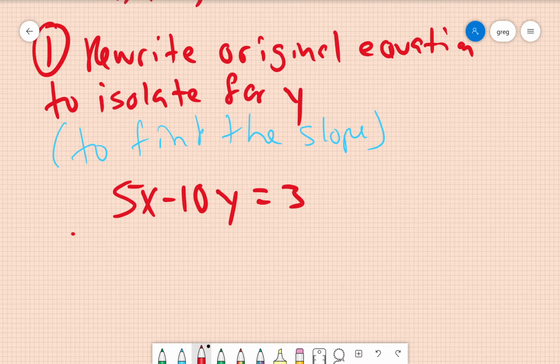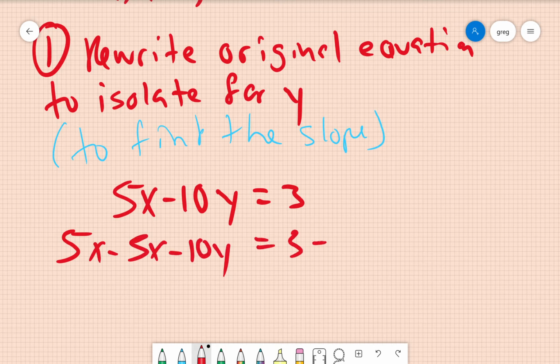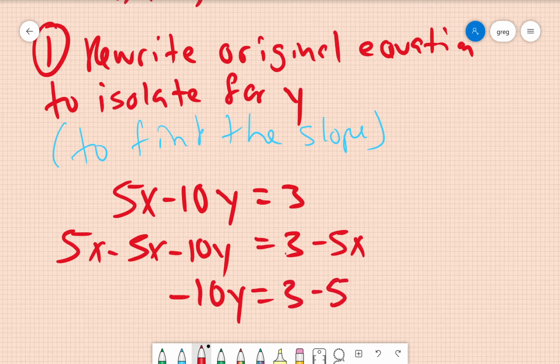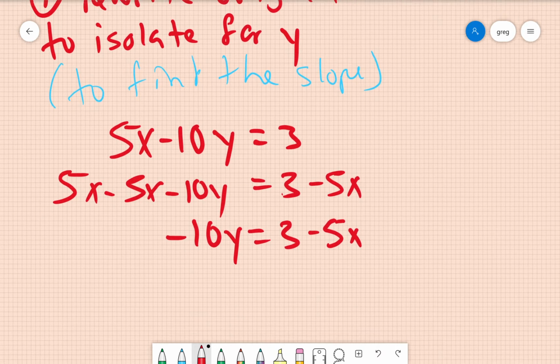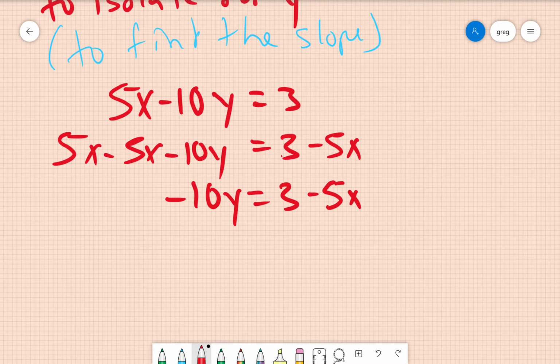I'm going to subtract 5x from both sides. So 5x minus 5x minus 10y equals 3 minus 5x. Okay, that looks really nasty. Oh, hold on, I'm sorry. Okay, so now I have negative 10y equals 3 minus 5x. Okay, now what? I divide negative 10 into everything individually.